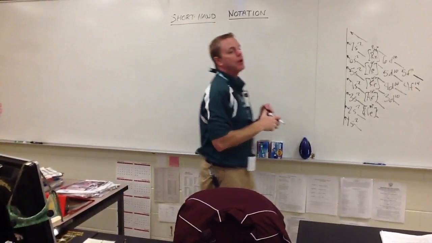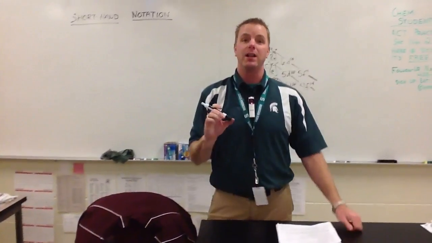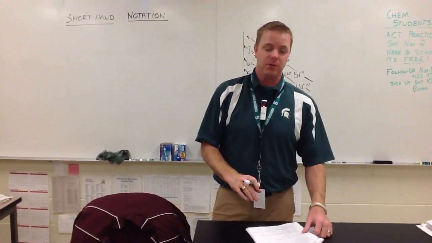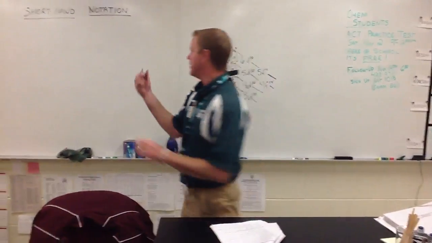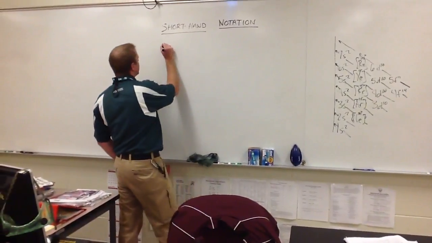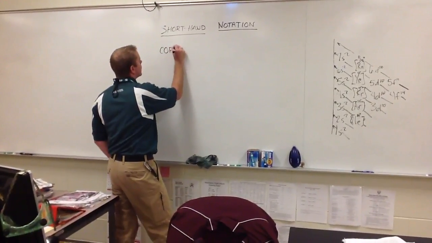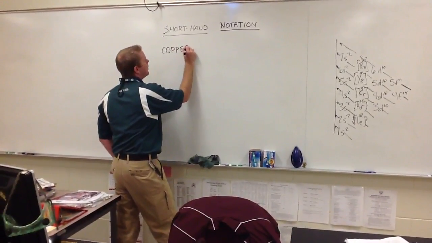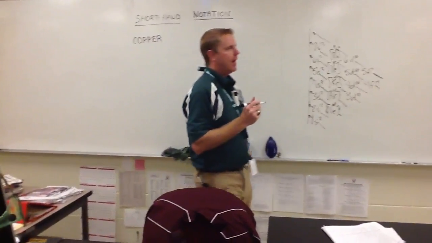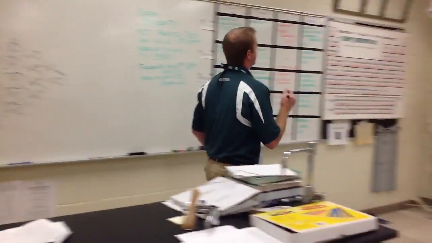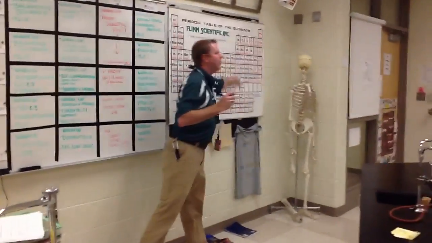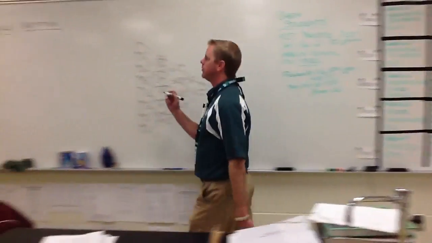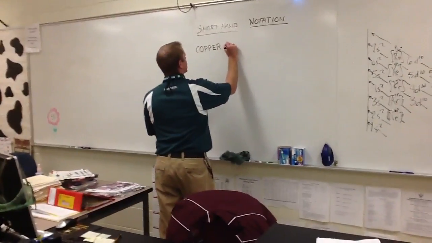Well, in order to teach you shorthand notation, I'm going to do a quick one in longhand notation. So, the element I'm going to choose is copper. When I look at the periodic table and I find copper, I would note that copper has 29 electrons. So, 29 electrons.